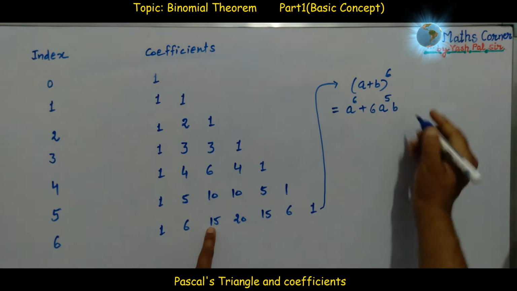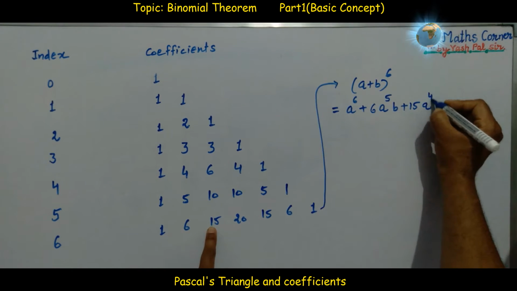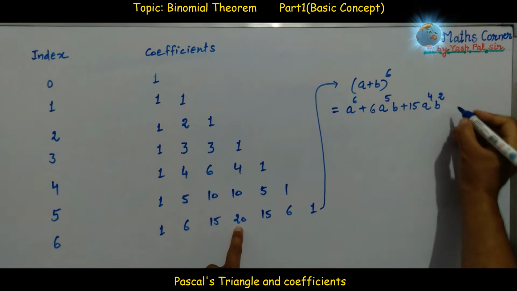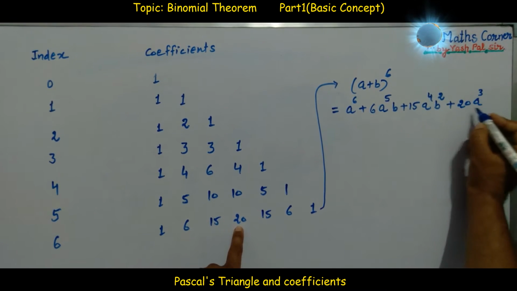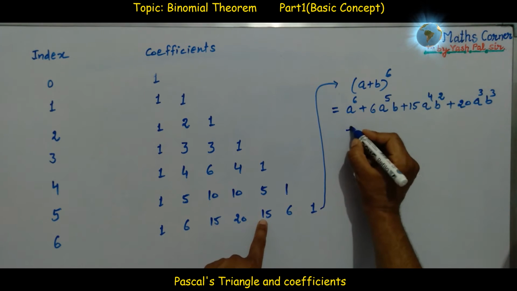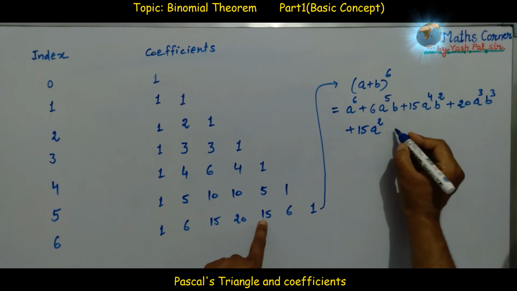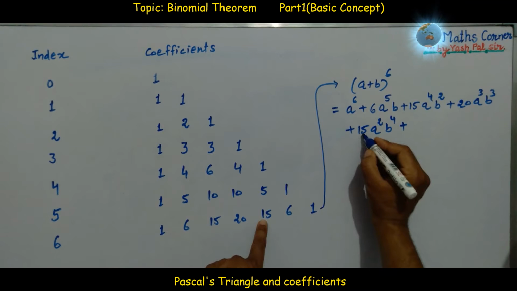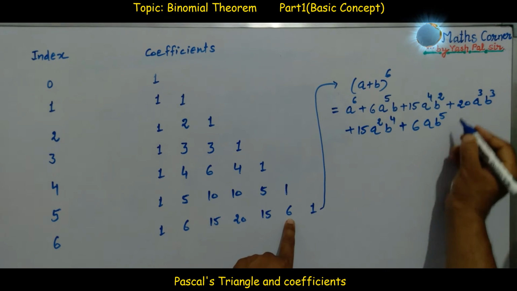Next coefficient is 15, so we write here 15. Now a power 5 becomes a power 4. Next, b power is increasing, so this becomes 2. Next coefficient is 20, so we write 20, a raised to power 3, b power 3. Next coefficient is 15, so plus 15, a power 2 and b power 4. So next, coefficient is 6, a power 1, b power 5, lastly b raised to power 6.